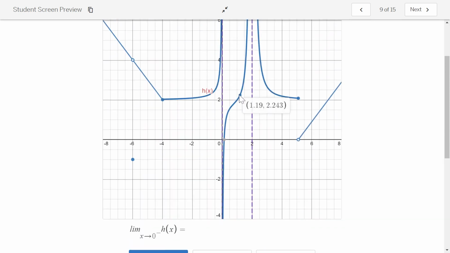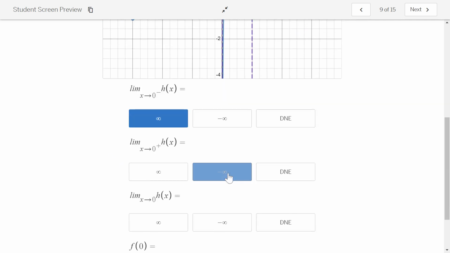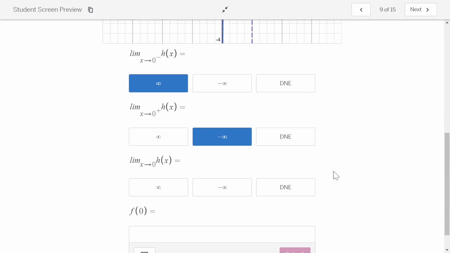As we take a look at the right side of 0 on this function, if we keep getting closer and closer to 0 from the right side of 0, then we can see, again, that it goes off the graph, but this time in the negative direction, right? It goes down forever. And so the limit as x approaches 0 from the right is actually negative infinity.